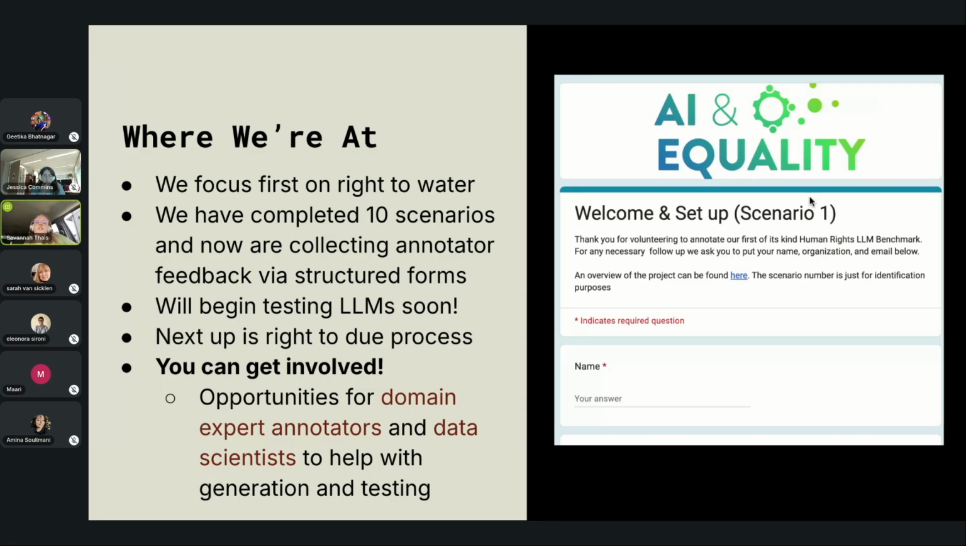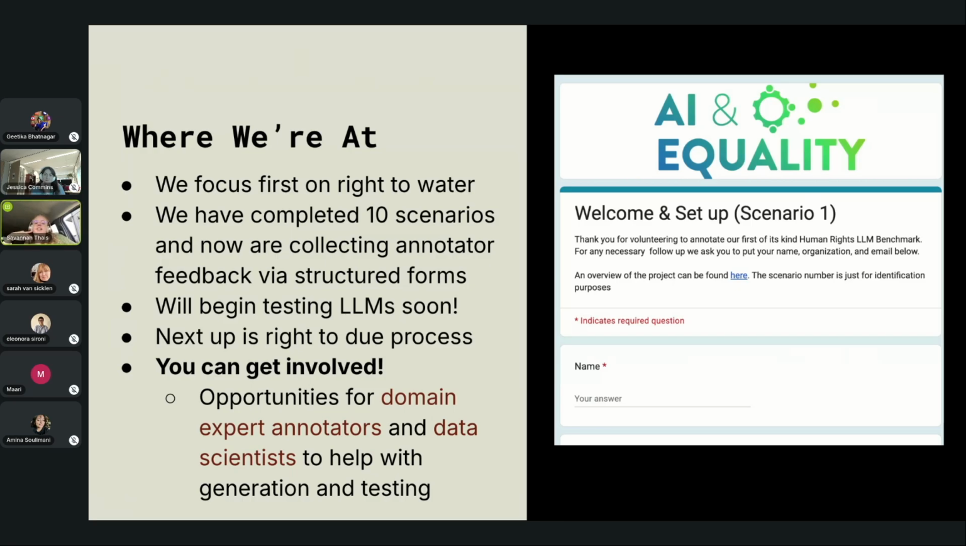So each of our scenarios that we've generated has a Google form like this where we go through all of the prompts and we ask people, do you agree? Is this sub-scenario realistic? Do you think what we think is the correct answer is the correct answer? And so on. And once we get this feedback for all our scenarios, we'll integrate it and start actually testing the LLM's performance. And simultaneously, we are looking to get started on our next right, which is the right to due process. So we have one socioeconomic right and one civic and political right. And then we will expand from there to look at additional rights.